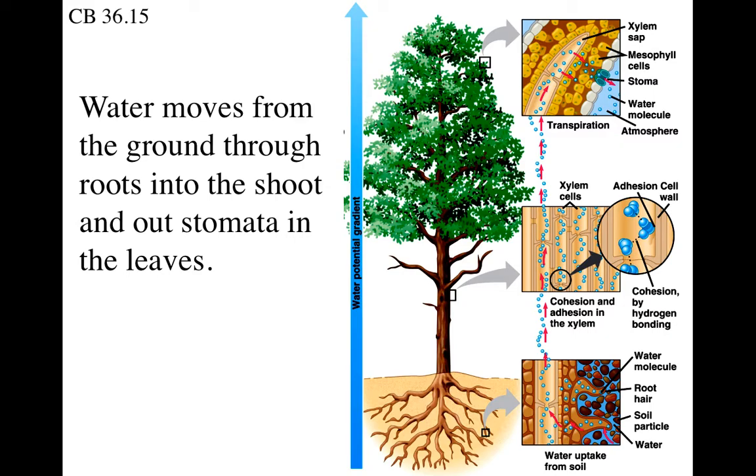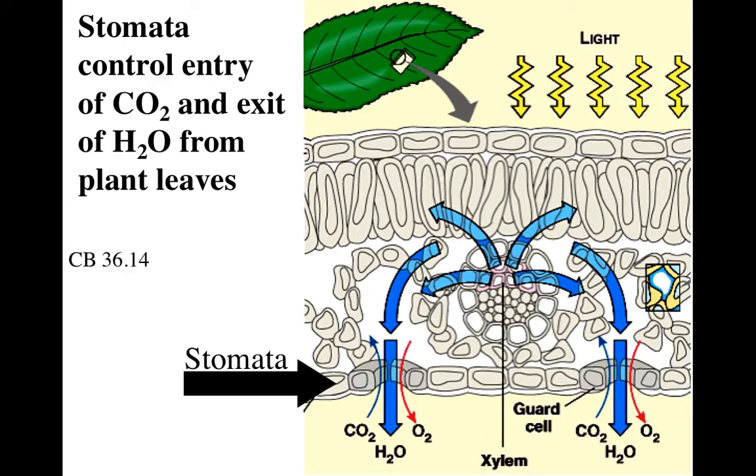So, water moves from the ground through the roots into the shoot and out the stomata. The stomata, those are the little holes on the underside of the leaves. Remember, stomata are the holes that allow for the exchange of carbon dioxide and oxygen, but they also release the water from the plant too.